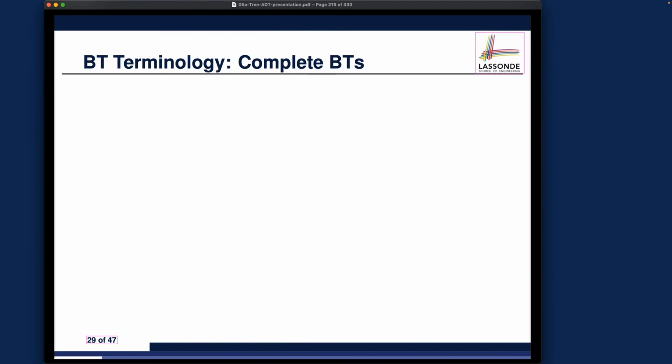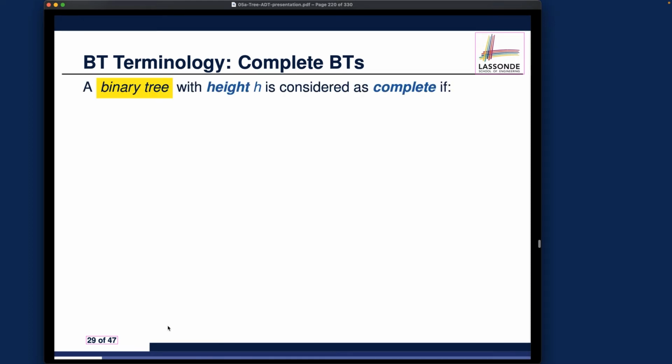Let's now cover more terminology about binary trees. Specifically, what does it really mean when a binary tree is complete? We are considering any binary tree with height h, and h can be arbitrary: it can be 0, 1, 2, just any height that's not negative. It will be considered complete if the following 3 criteria are satisfied.